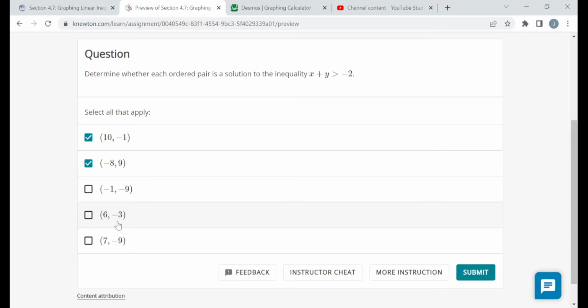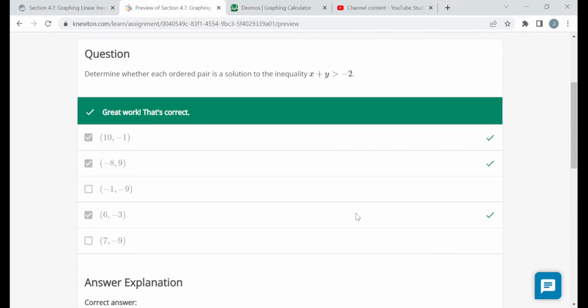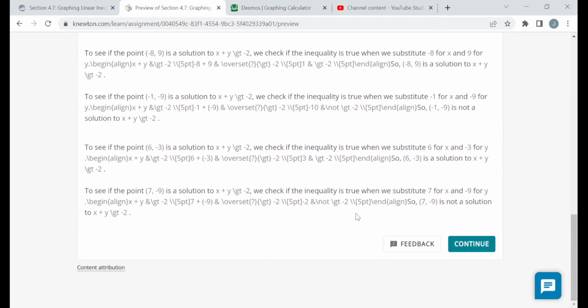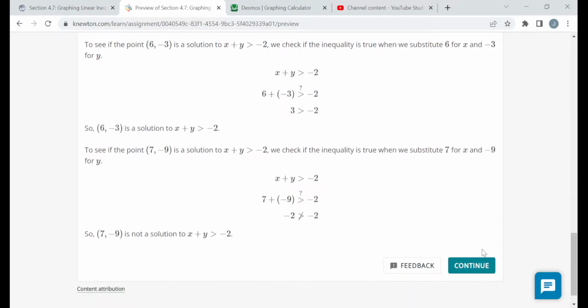6 plus negative 3 is 3, which is greater than negative 2. And 7 plus negative 9 is negative 2. But that's not greater than negative 2. Right? Negative 2 is equal to negative 2, but not greater, so that's not a solution. Wonderful. All right, moving on.